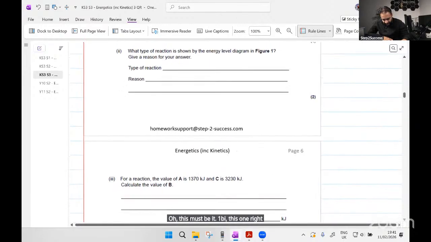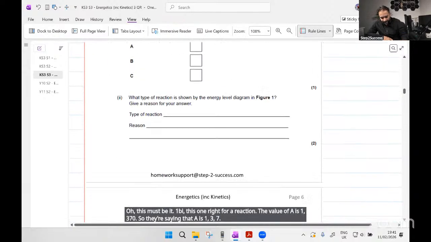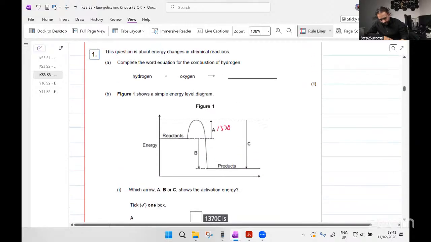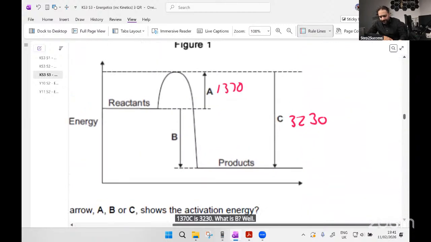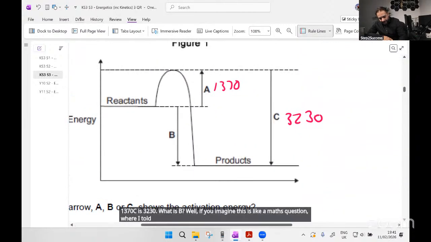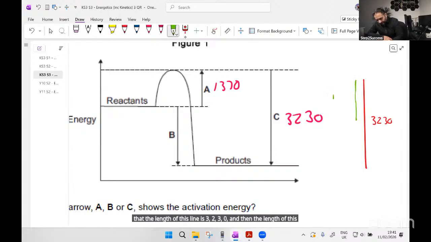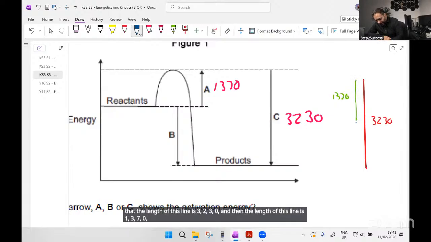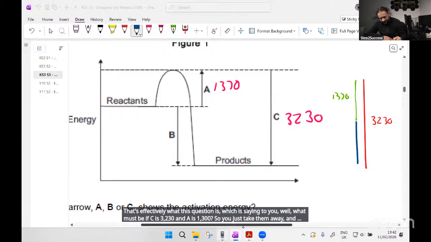For a reaction, the value of A is 1,370. So they're saying that A is 1,370. This is a bit of a logical question. C is 3,230. What is B? Well, if you imagine this was like a maths question where I told you that the length of this line is 3,230, and then the length of this line is 1,370, and I said to you, how long is the blue line? That's effectively what this question is, which is saying to you, what must B be if C is 3,230 and A is 1,370? You just take them away and you'll be left with the answer.